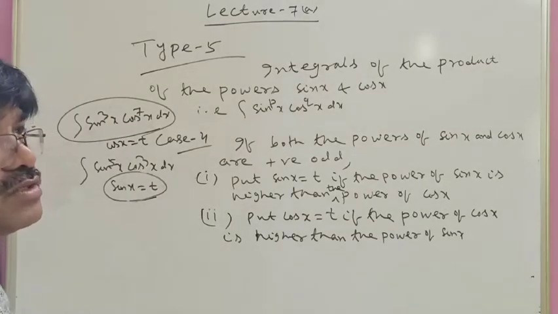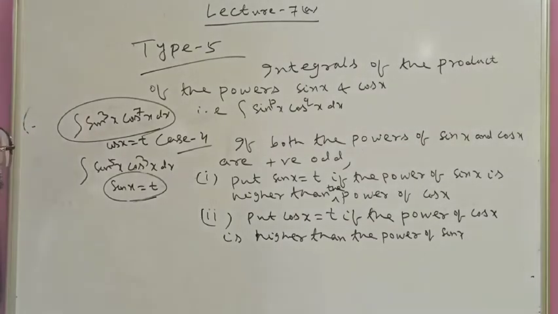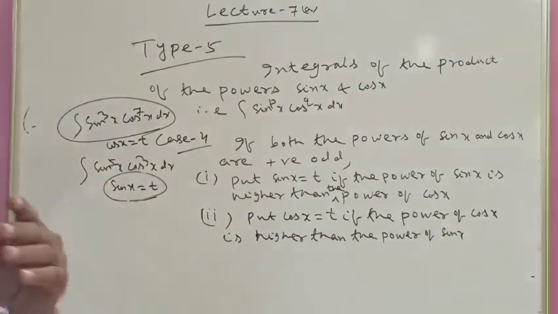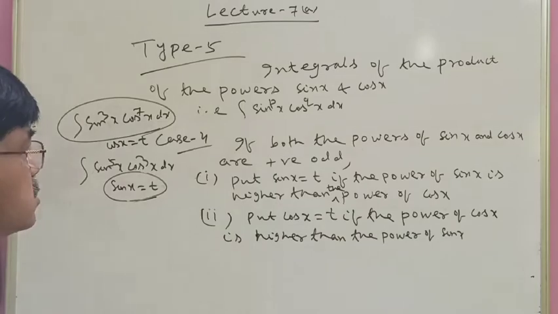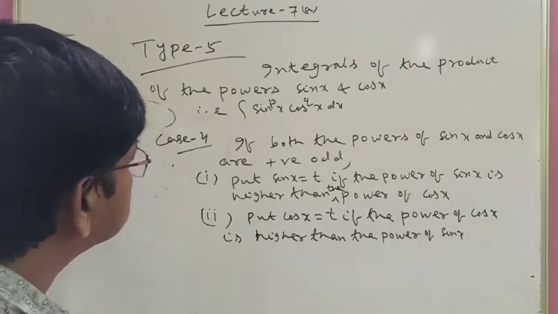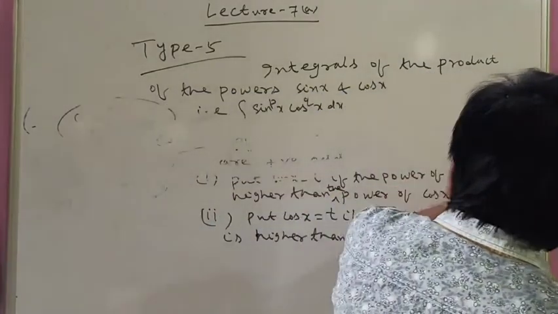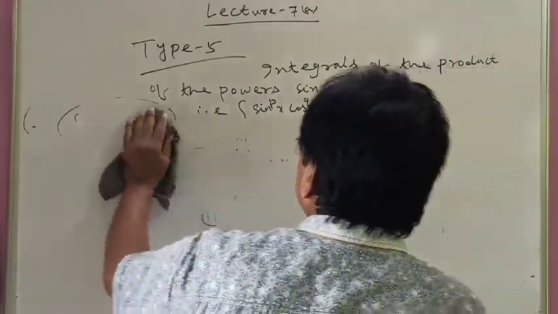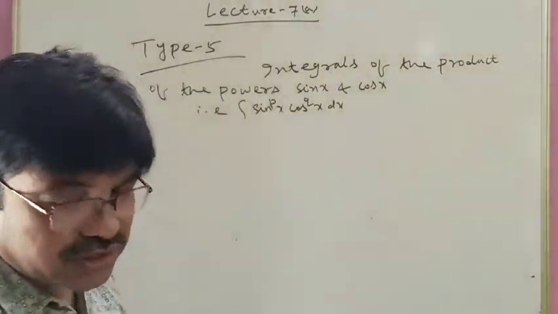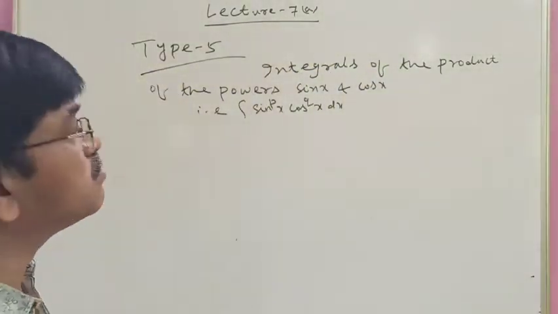Then let us switch over to case 5. Suppose both the powers of sin x and cos x are positive even. In that case, how to proceed? These all are the techniques: case 1, case 2, case 4. So remember this, then you can easily work out the problems and you are not confused. That's why I am giving all the techniques by means of types.